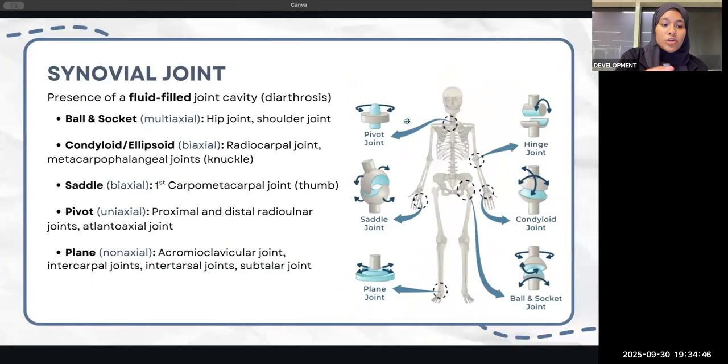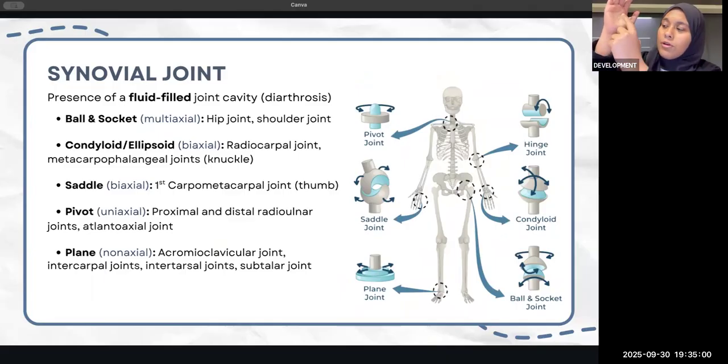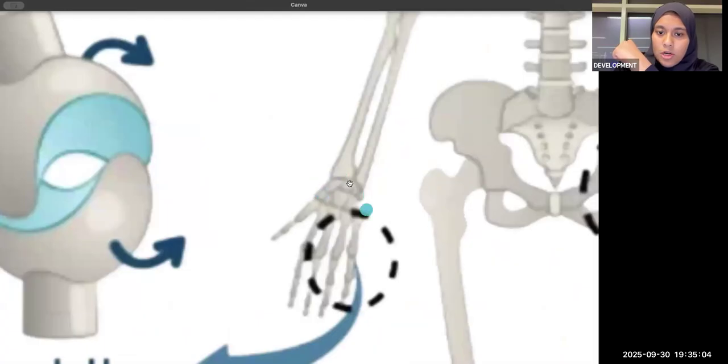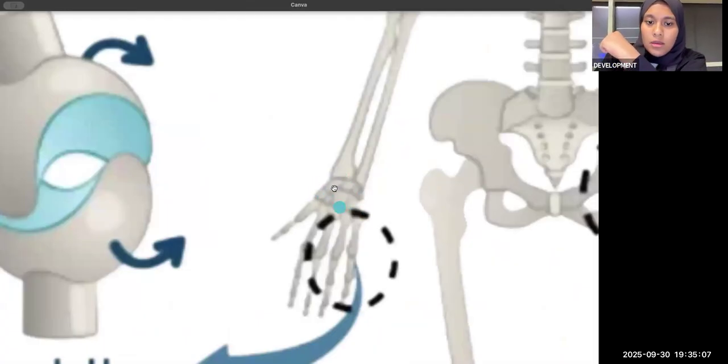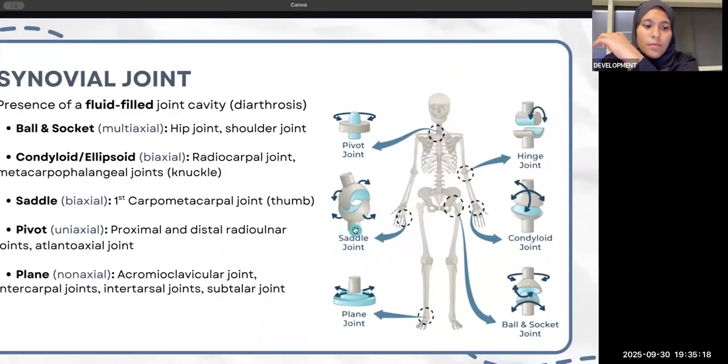And you also have your intercarpal joints, your intertarsal joints, and your subtalar joint. Your intercarpal and intertarsal joints are basically the joints in your hand and in your foot. I talked about the carpals that are over here, and there are joints between them, as you can see. It's also plane, not pivot. It just allows gliding. It does not allow actual movements in any direction.